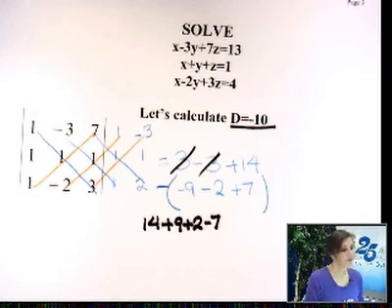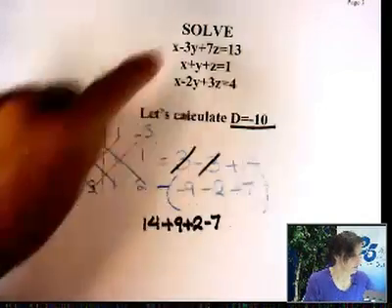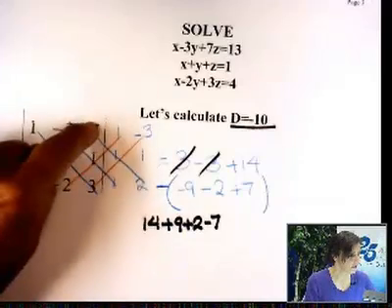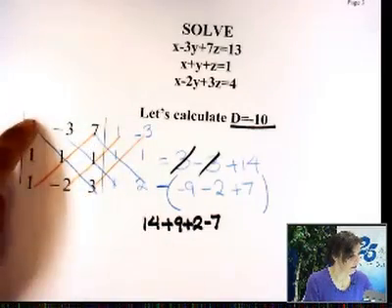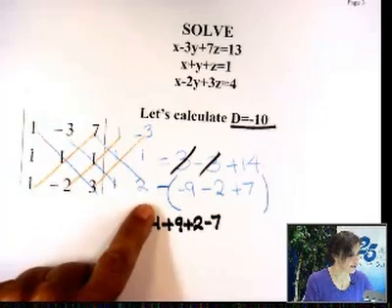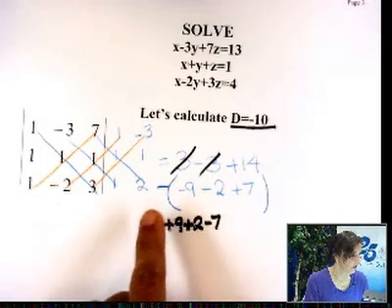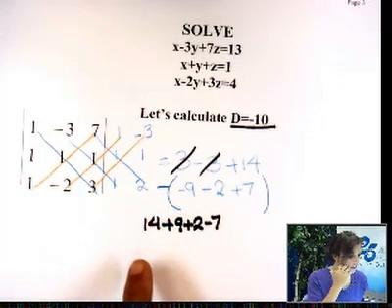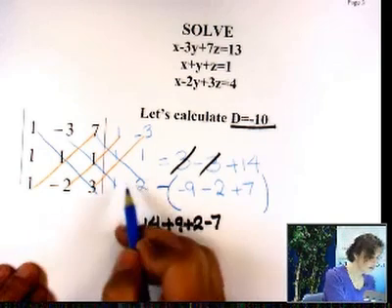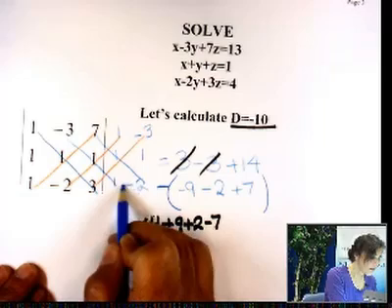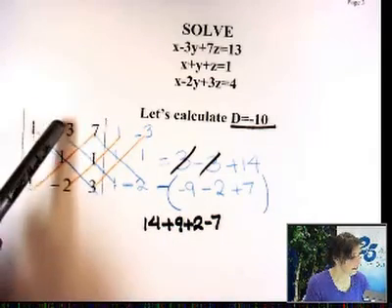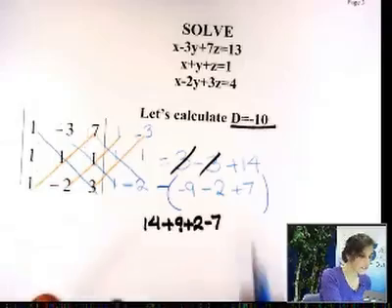How did I get negative 10? So let's see. 1, 1, 1, negative 3, 1, negative 2. 7, 1, 3. 3, negative 3, 14. Good. That one is, here it is. I forgot this one. That's what's causing the problem. 3, negative 3, negative 14 here.